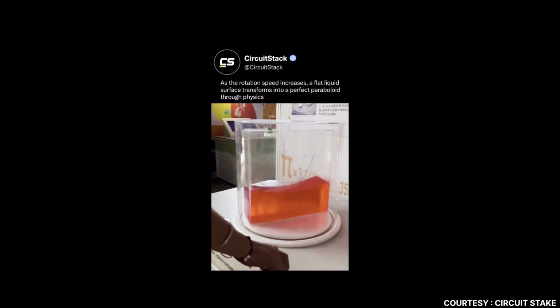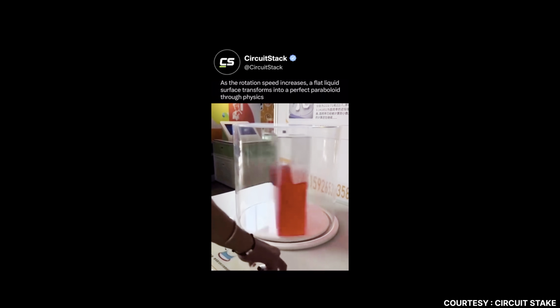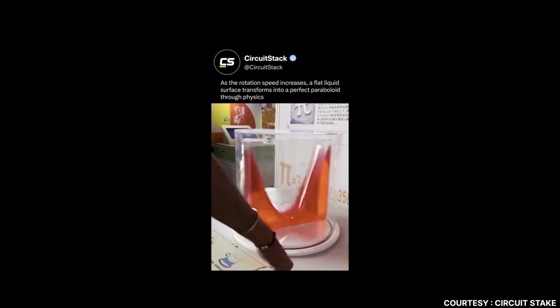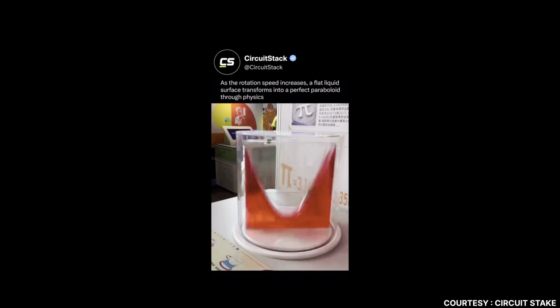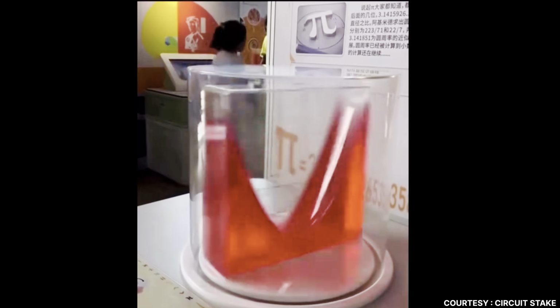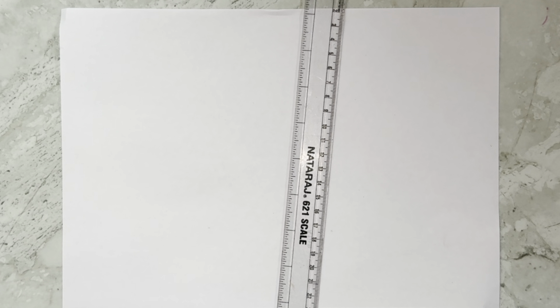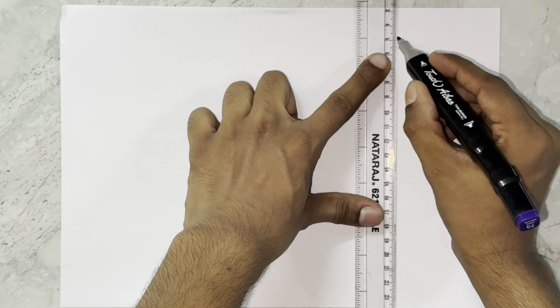Recently, I came across this reel and I got fascinated looking at the shape the liquid surface is forming and thought, how can we actually find the equation of this shape? So let's figure it out. Consider we have a cylindrical container. Let's have a look at the drawing.